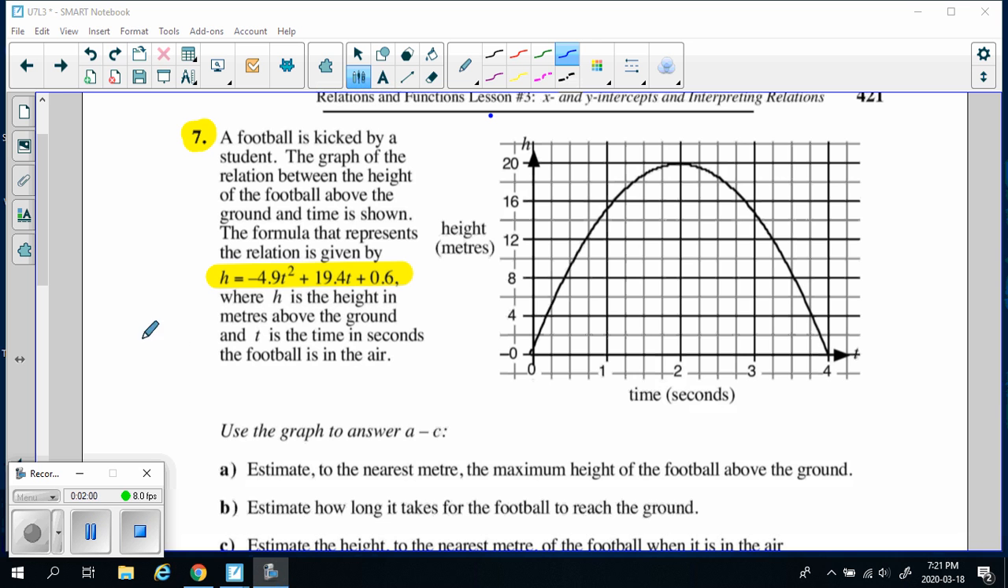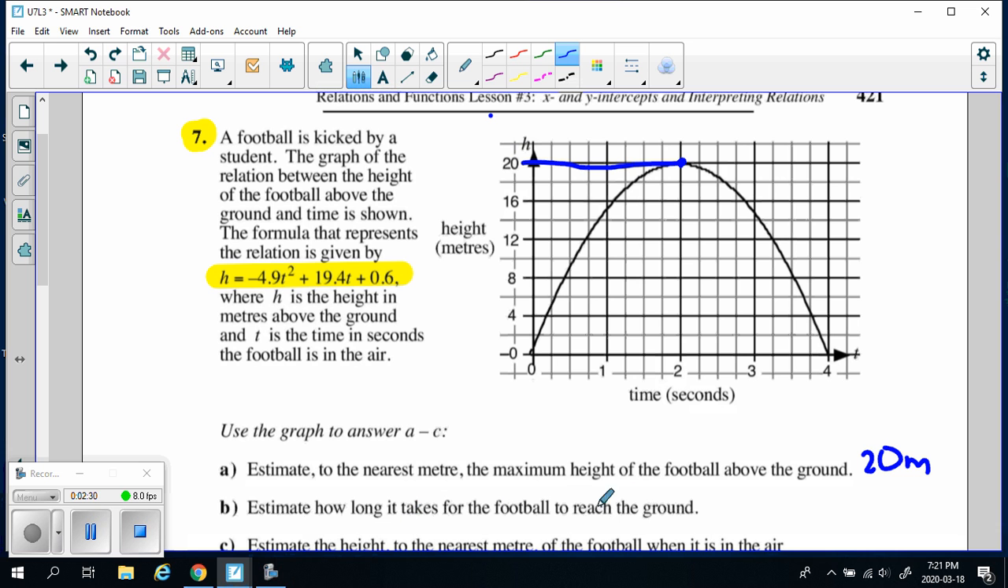The next question that was asked was this one here, which is number 7 on page 421. Part A says, estimate to the nearest meter the maximum height of the football above the ground. They have given us the graph here, and here's the maximum point. They're checking to see if you understand that the maximum height needs to be read off this axis. So the maximum height, according to the graph, is about 20 meters high.